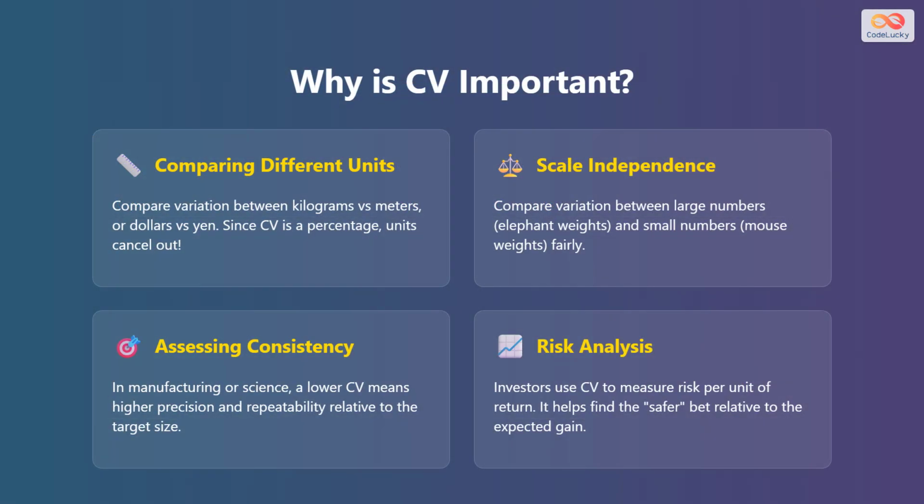So why is this important? First, it allows us to compare datasets with different units, like comparing height in meters to weight in kilograms. Second, it is scale independent, making it fair to compare large and small entities. Third, it is used heavily in manufacturing to ensure consistency and in finance to measure risk versus reward. It helps us answer the question, is the fluctuation big for this specific context?